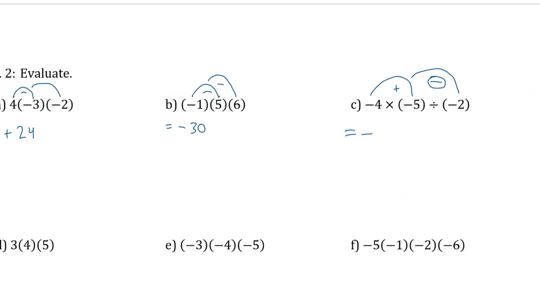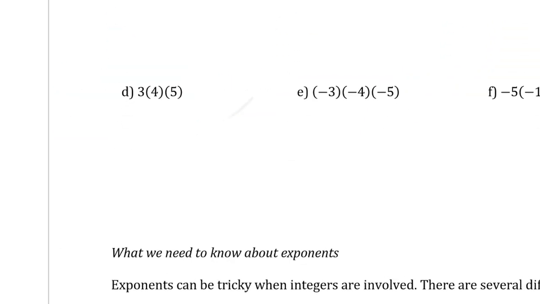4 times 5? 20. 20 divided by 2? 10. Very good. So negative 10. Thank you. Well, this one's easy.